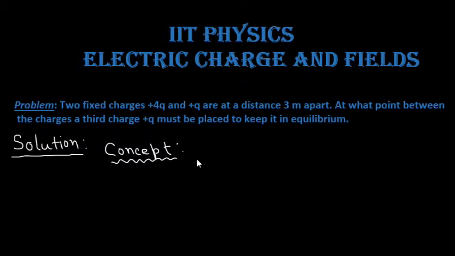In our case, plus 4q and plus q are both positive charges. So the third charge q will be placed between plus 4q and plus q. So let us draw the diagram.